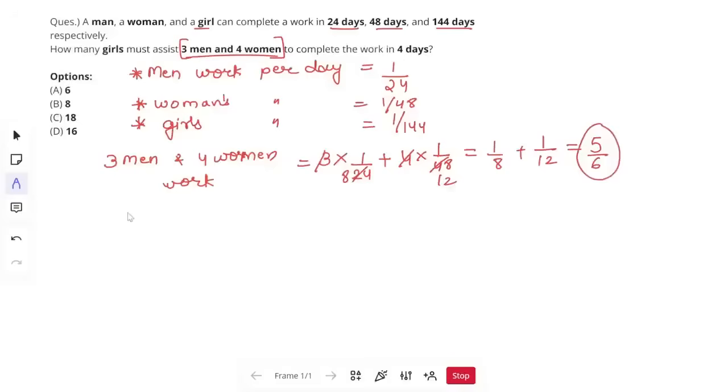To assist in the remaining work, see, total work is 1, right? So work left will be 1 minus 5 by 6, correct? So 1 minus 5 by 6 is 1 by 6. This is the work that needs to be done by girls. Let's understand how many girls will be required to complete this much work. One girl in 4 days can do how much work? See, a girl in 1 day can do this much work, right? We have already written this above.